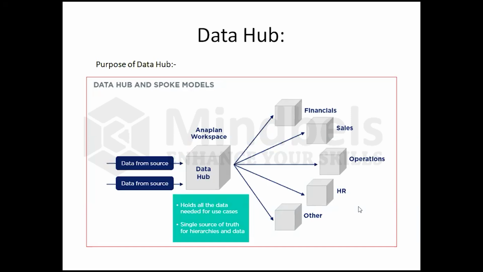Sir, can you please repeat the last line? Yeah. So it is called a single source of truth, whatever is written here, and it holds the data required for the use cases. Use cases means all these five models, the spoke models. So that is the data hub.